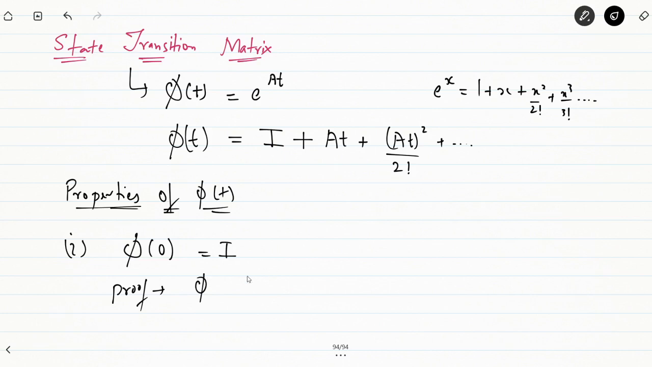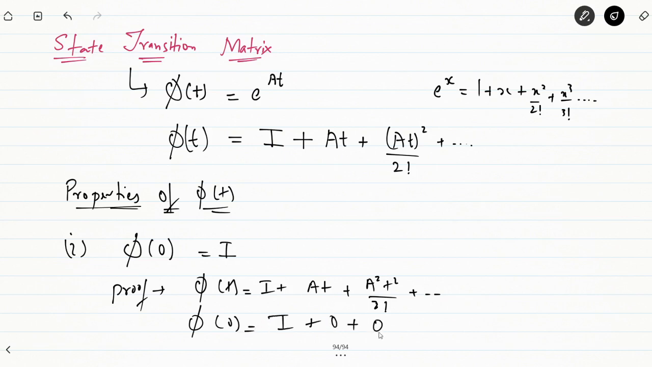We know that phi of t is equal to I plus at plus a square t square divided by 2 factorial plus so on. Now instead of t, we are going to put t equal to 0. That means I plus a into 0 plus a square into 0 so on. That means phi of 0 is equal to I. This is simple to understand. So the state transition matrix at time equal to 0 is equal to the identity matrix.